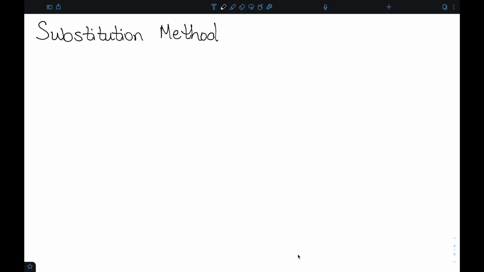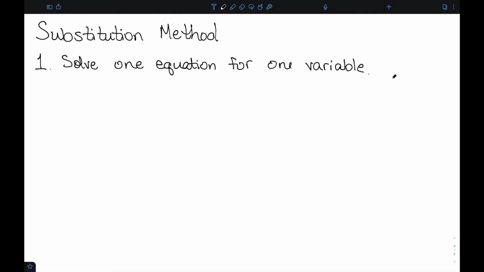The first method I want to look at for solving systems of equations is the substitution method. The first step in the substitution method is to solve one of the equations for one of the variables. It actually doesn't matter which equation you start with or which variable you solve for. There are a couple of guidelines to make it a little bit easier that I'll talk about as I do some examples, but overall it really doesn't matter which equation you pick or which variable you solve for.